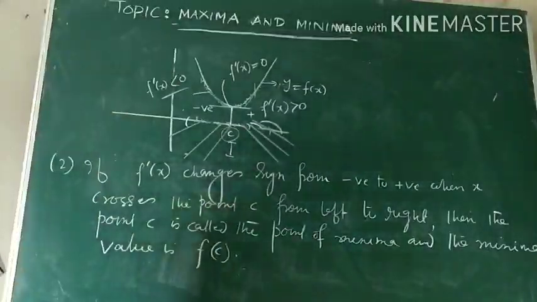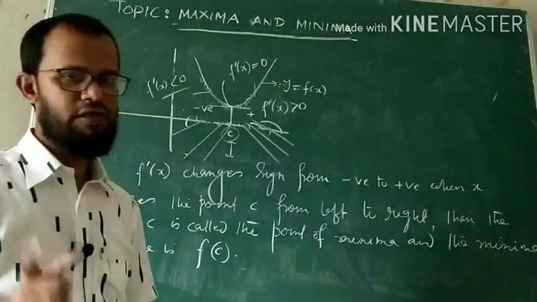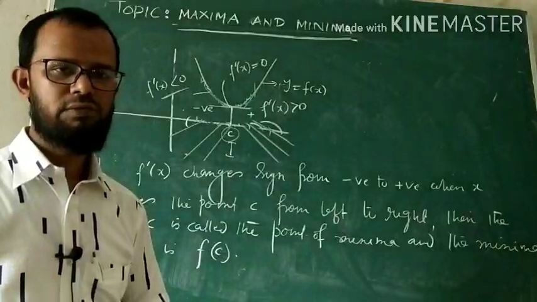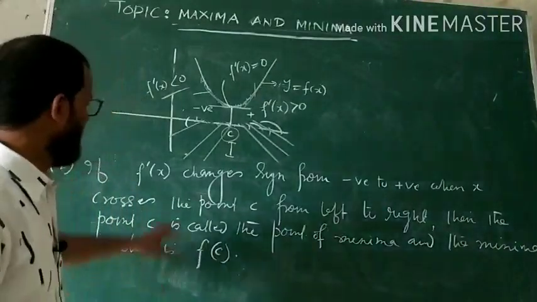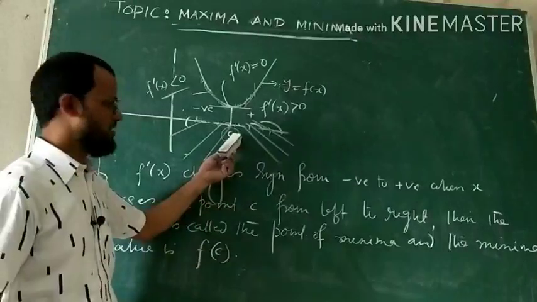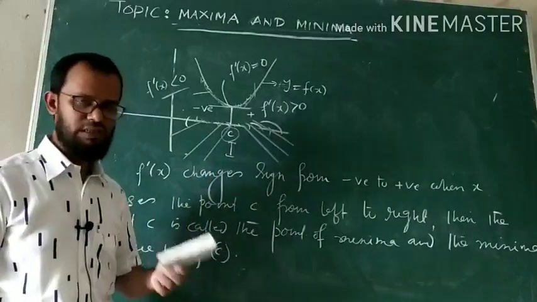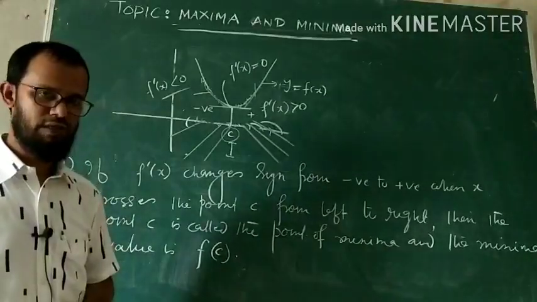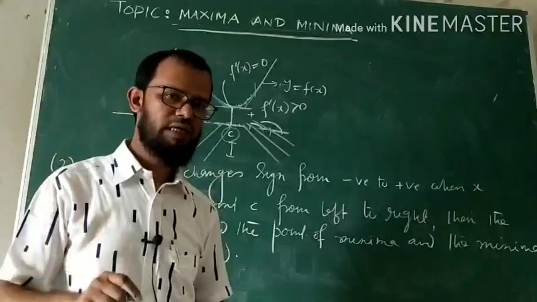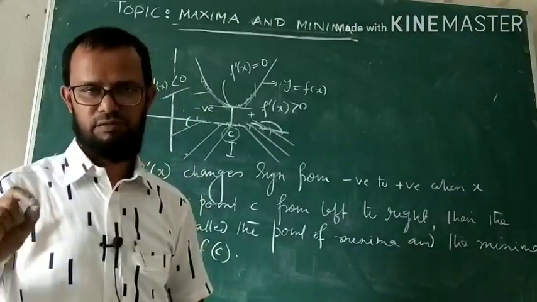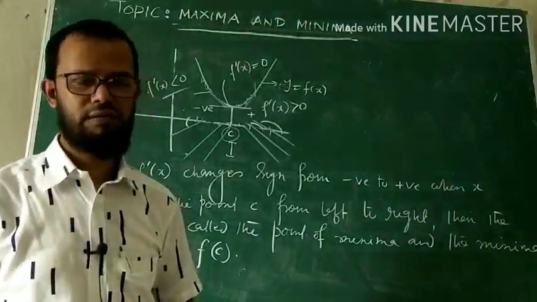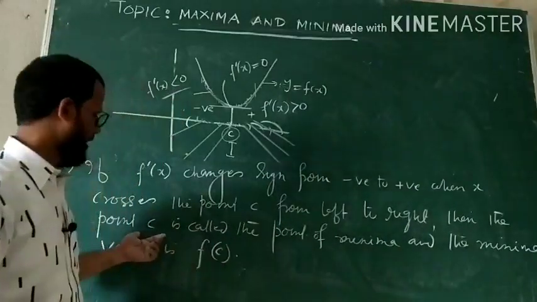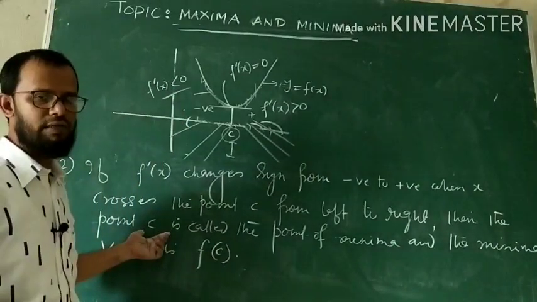f(c). So remember that at a particular point the function has either a maximum value or a minimum value. Together, maximum and minimum value cannot occur at a particular point. So in this case it is a minimum value; in the earlier case it was a maximum value. You have to find the point of maxima or minima, and then put that value of x in the function to get the minimum or maximum value.